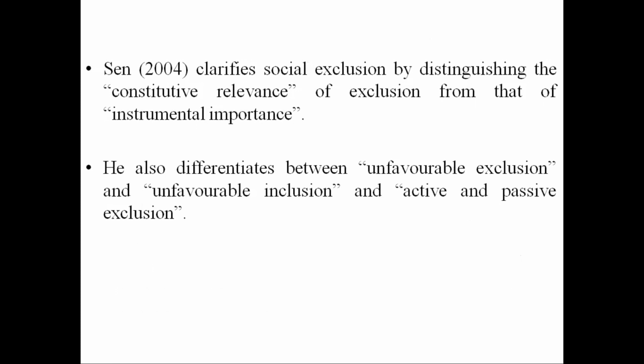Going beyond, after 3 decades of this term, in 2004 Professor Amartya Sen made a very important landmark contribution to the field of social exclusion, where he says that there are different types and different contexts of understanding social exclusion. We can see that there is active exclusion, there is also passive exclusion. There is unfavorable exclusion and there is unfavorable inclusion also. He goes beyond and clarifies social exclusion by distinguishing the constitutive relevance of exclusion from that of instrumental importance.